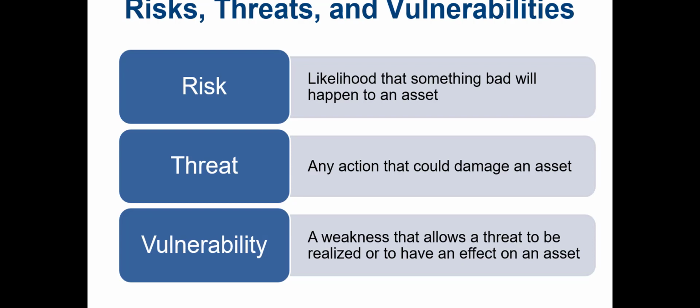Information systems face both natural and human-induced threats. The threats of flood, earthquake, or severe storms require organizations to create plans to ensure that business operation continues and that the organization can recover. A vulnerability is a weakness that allows a threat to be realized or to have an effect on an asset.